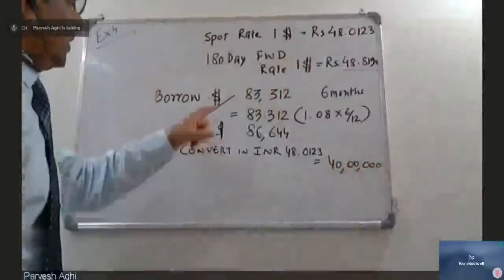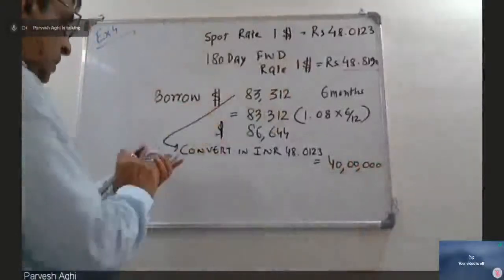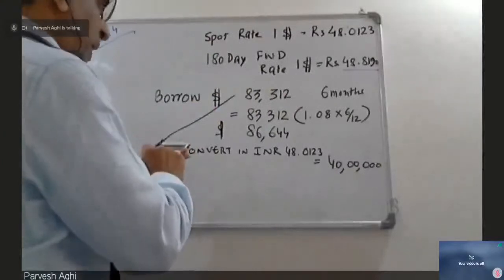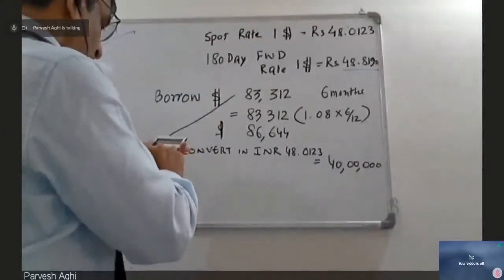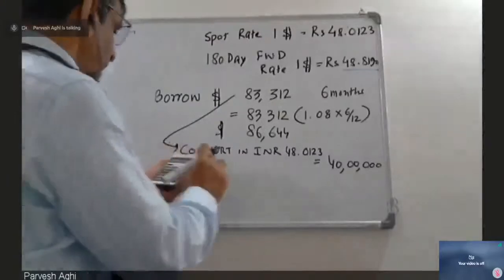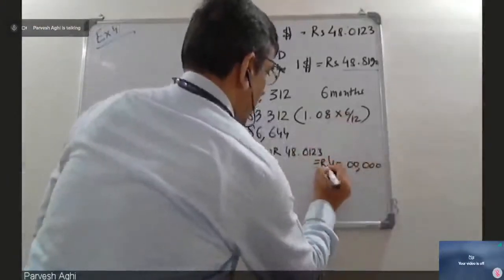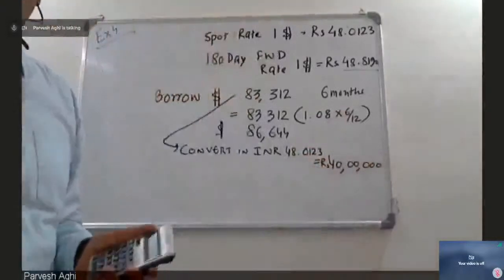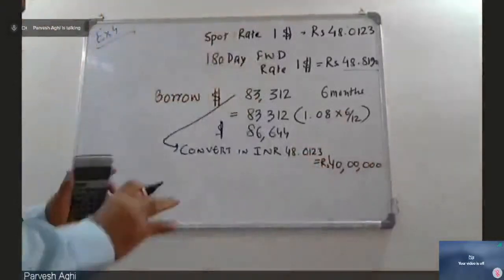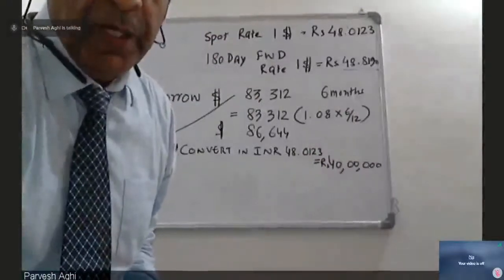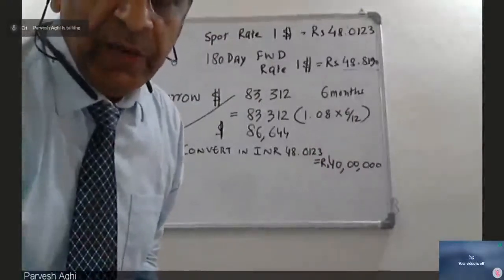So this is basically 83,312 multiplied by 48.0123. So I get 40 lakh rupees. This figure is in rupees. Now I am going to put this money at interest. How much interest do you get in India by putting your money in India? Let's check the question. It is written as 12%.